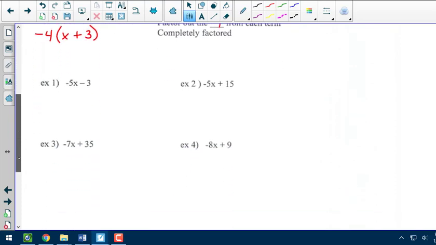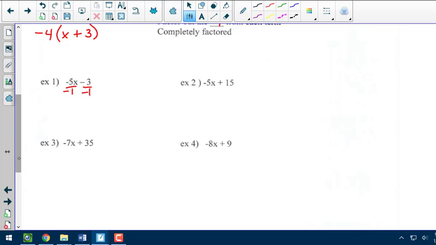Negative 5x and negative 3, what do they have in common? Ooh, just negative 1. So negative 1 or not. You can just not put that and just put a negative out front. And you get positive 5x and positive 3. Oh, they became their opposite. Yes, that makes sense.